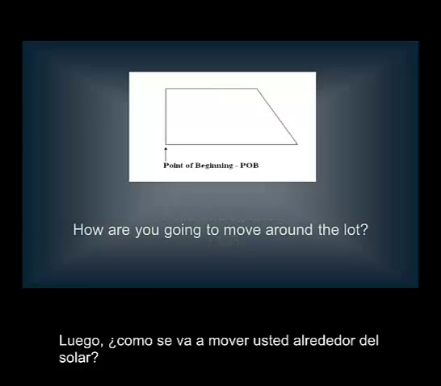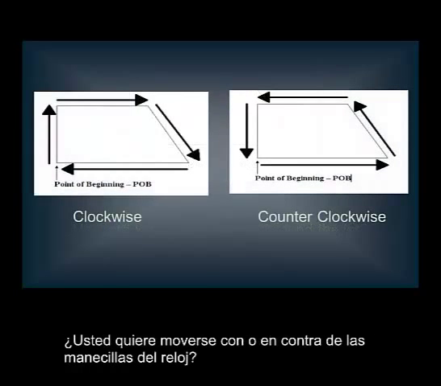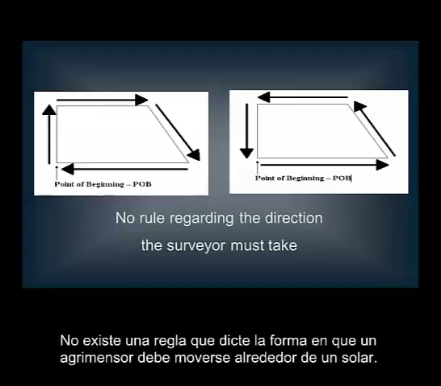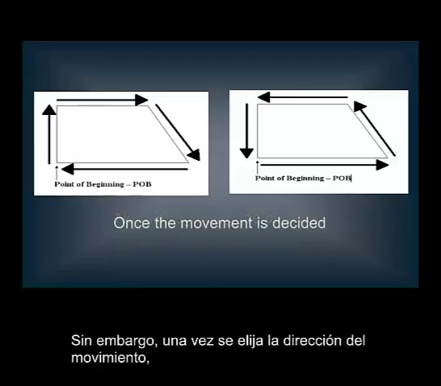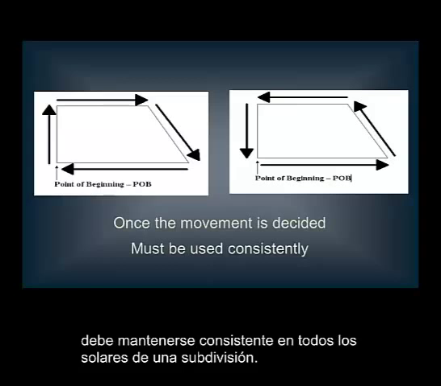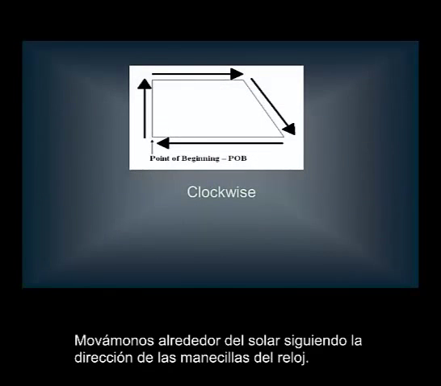Next, how are you going to move around the lot? Do you want to move around the lot in a clockwise or counterclockwise direction? There is no rule regarding the direction a surveyor must take when moving around the lot. However, once the movement is decided, it must be used consistently in the subdivision. Let's move around this lot in a clockwise direction.